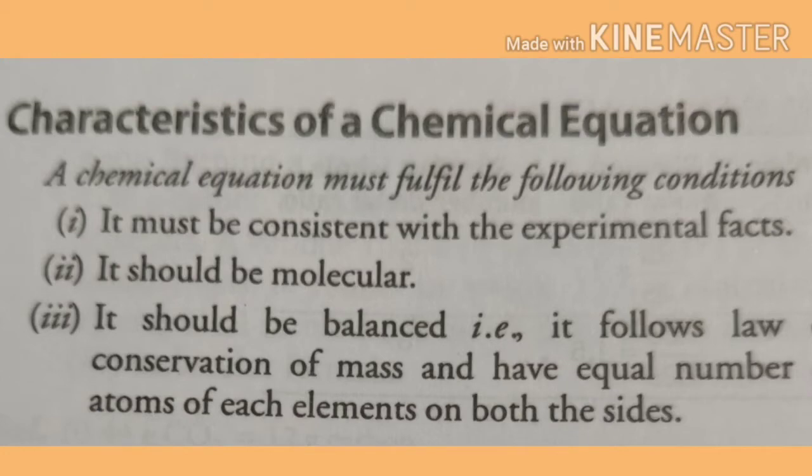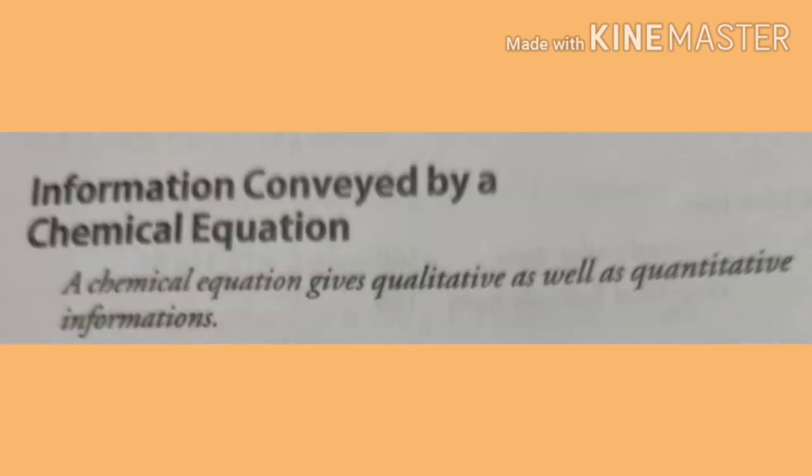So in a balanced chemical equation, the number of atoms present in the reactants should be equal to the number of atoms present in the products. So we have to obey the law of conservation of mass, and that's why we balance the chemical equation.